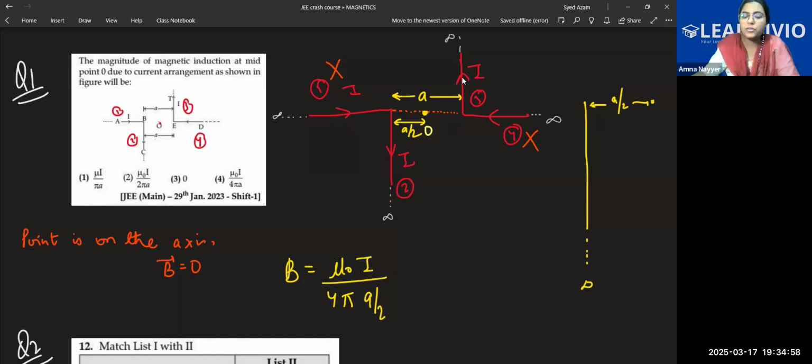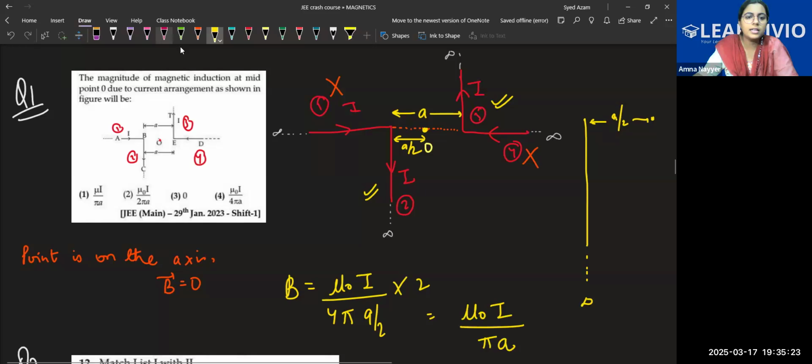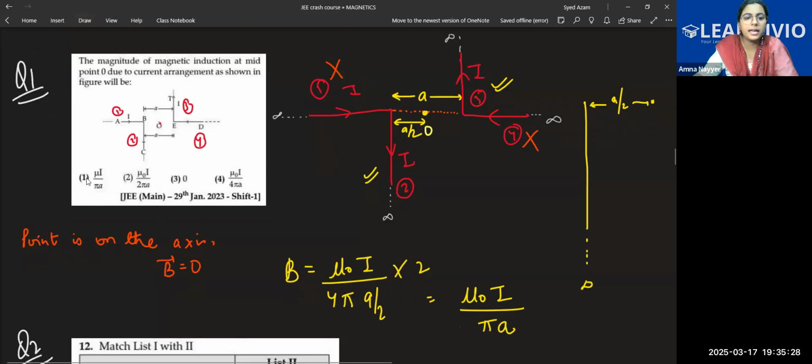Now, for the third segment also, it is the same. So we'll multiply it by 2, or you can just add it. This I have calculated. For the third one, I'll double it. So when we double it, this was 2 pi, the 4 pi will get cancelled. Mu naught I by pi A. So the answer will be mu naught I by pi A, option 1. Got it?